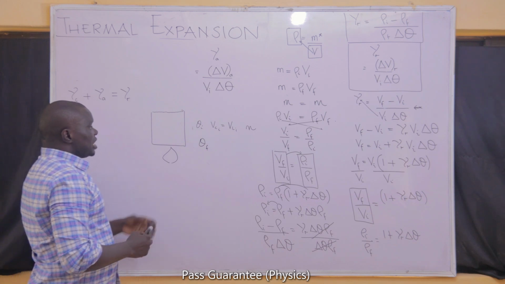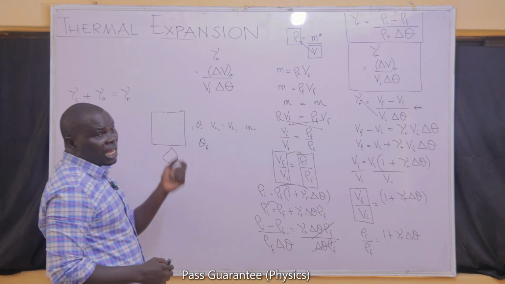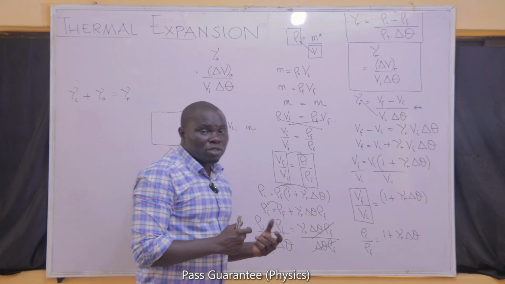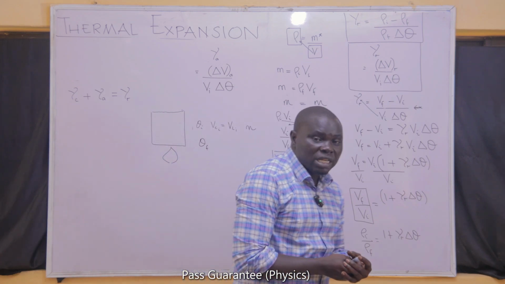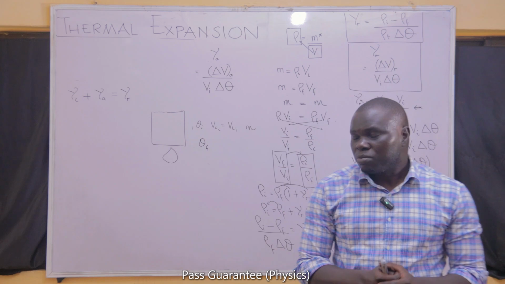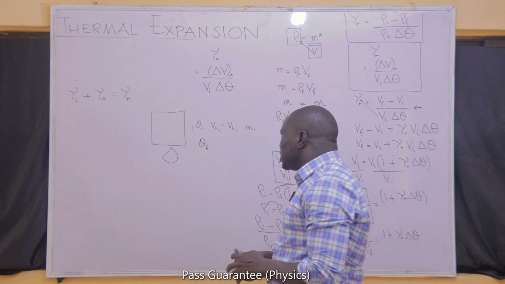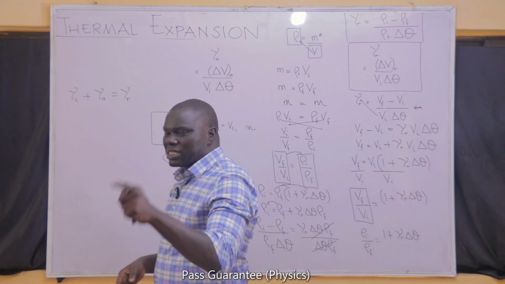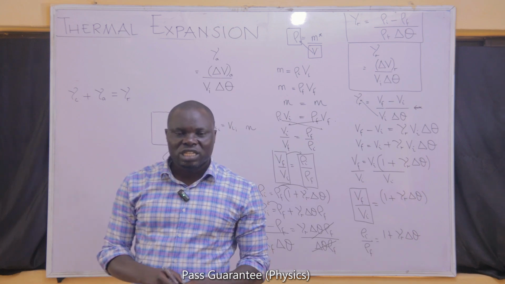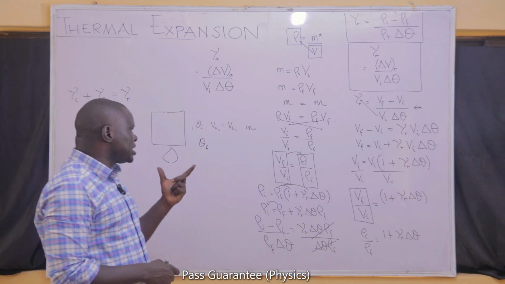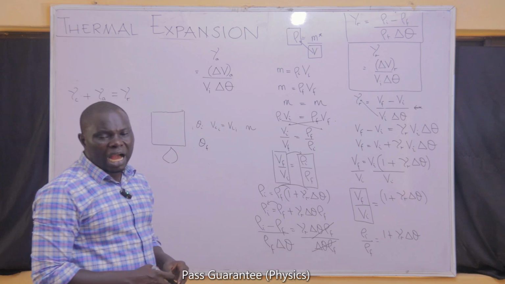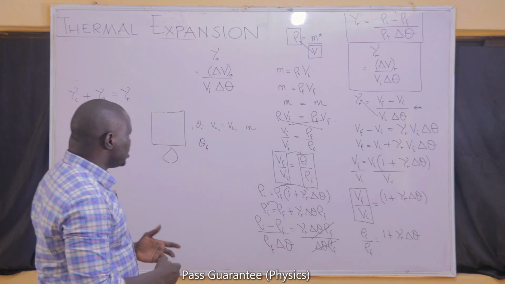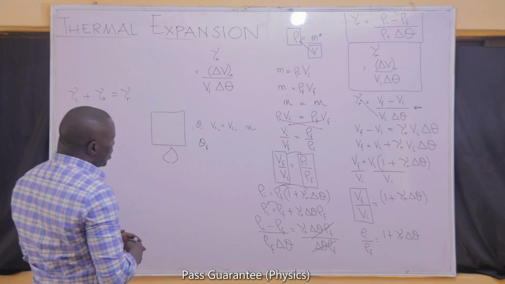Because understand that we started with a container filled with liquid, and we're also ending with the same container filled with the liquid. The only thing that will have changed in this process is the mass inside the container. How would the mass have changed? How do you expect the mass to have changed?